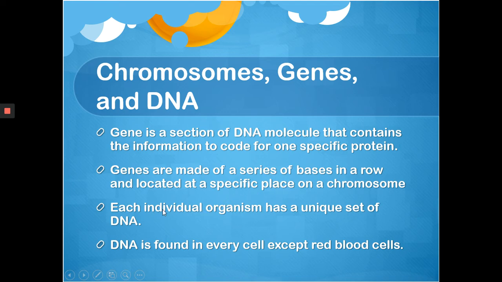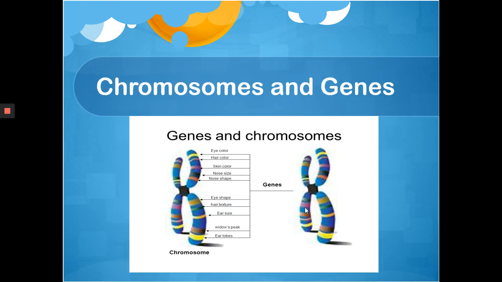As we know, each individual organism has a unique set of DNA that is exclusive to them. And as I mentioned at the very beginning, DNA is found in every cell in our body that has a nucleus. Obviously red blood cells don't have a nucleus, so DNA cannot be extracted from a red blood cell.